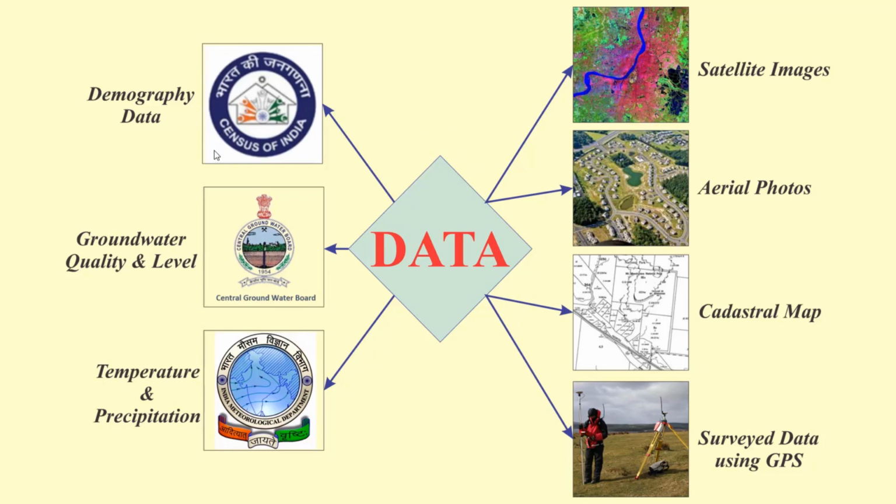It is data which provides information about the spatial data. For example, population information collected from the Census of India, groundwater quality and level from the Central Groundwater Board, and temperature and precipitation data from the Indian Meteorological Department.